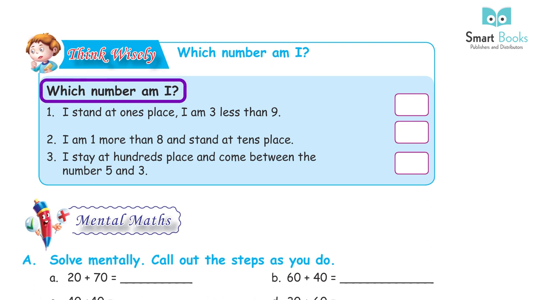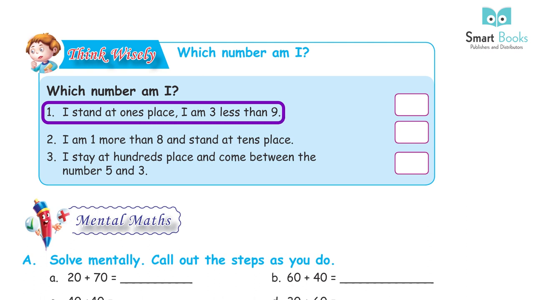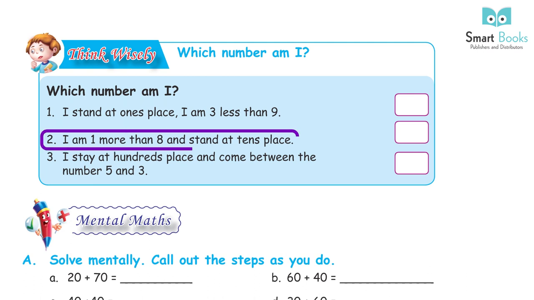Which number am I? 1. I stand at one's place. I am 3 less than 9. Answer: 6. 2. I am 1 more than 8 and stand at 10th place.